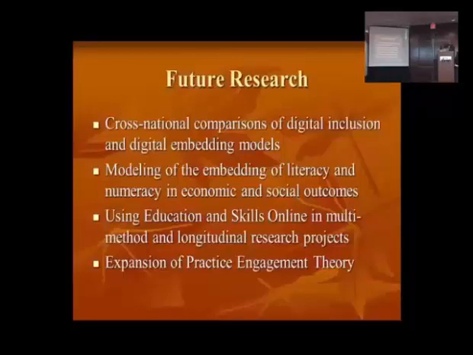I think using education and skills online, particularly the PSTRE component, in some richer studies, as my colleague Jill Kastick and her colleagues at Portland State will be doing, will add a lot to our understanding of these relationships. And I think I will stop there.